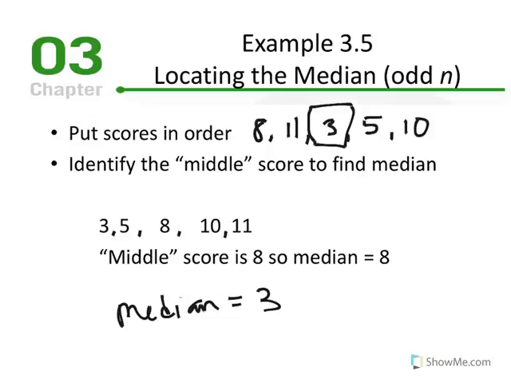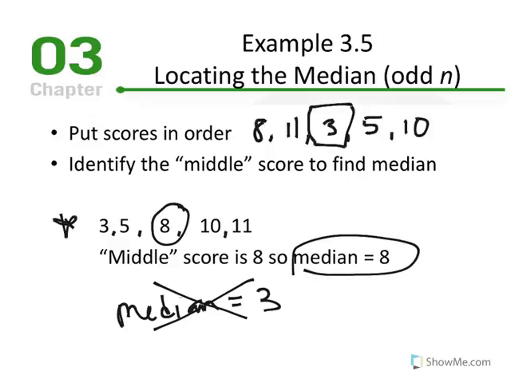And that's what we've done down here. We've listed all of the scores in order, beginning with the lowest to the highest. And now we see that the median is not equal to 3, and the median, in fact, is equal to 8. That's the center score.